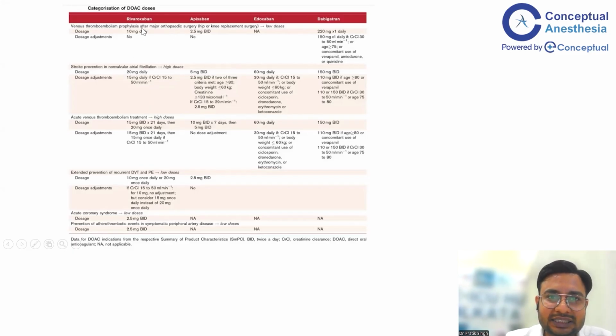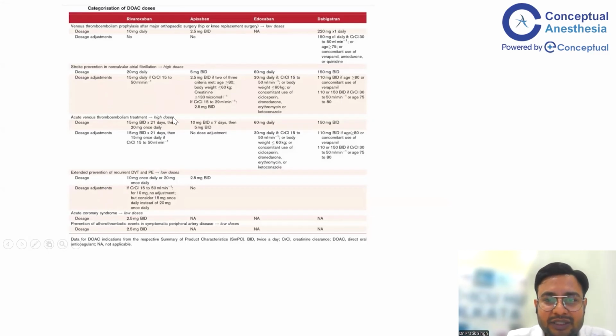Stroke prevention: rivaroxaban 20, 5 milligrams, 60. This is as per the American Heart Association guidelines. Again, the dose becomes more and the frequency becomes more, as we can see here. Venous thromboembolism prophylaxis: rivaroxaban is 10 milligram daily, but if we are treating it, then it is 15 milligram twice daily for 21 days, then it has to be continued. For extended prevention of recurrent DVT or PE, the dose is the same, but it has to be continued regularly.